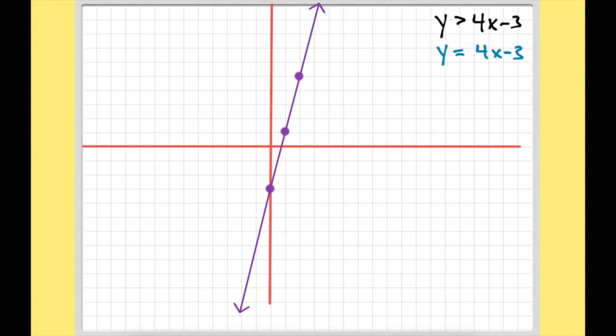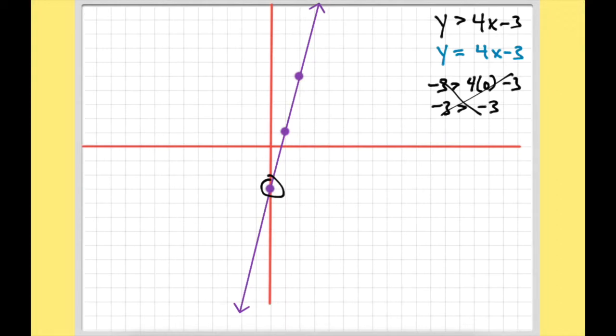Since this is an inequality, however, we're going to take a couple of different steps. Now, since it's greater than and not greater than or equal to, that means that the points on my line are not actually solutions of my inequality. For instance, look at the point (0, -3). If I check that in my inequality and I plug in negative 3 for y and 0 for x, negative 3 is greater than negative 3. Is that true? No. So that point on my line is not a solution of my inequality. So since that point on the line is not a solution of the inequality, none of the points on my line are a solution of the inequality.